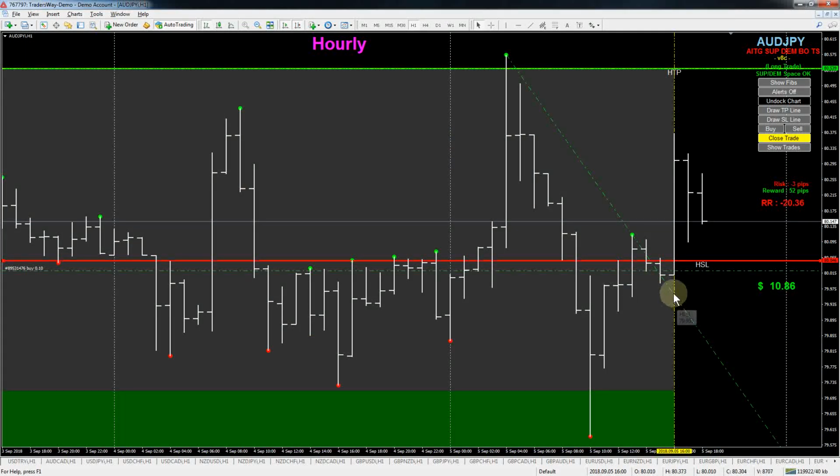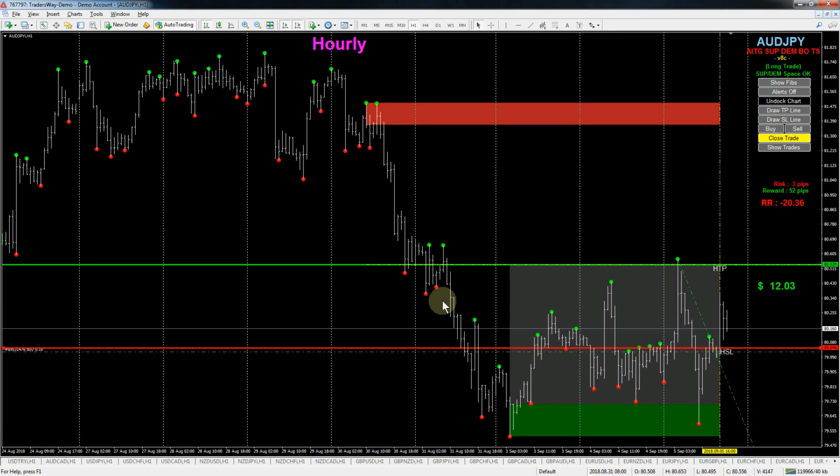As you can see, this is where we broke. And when it went 2 pips, at least 2 pips, of course you have to take the slippage and all that into consideration, and we get an entry.